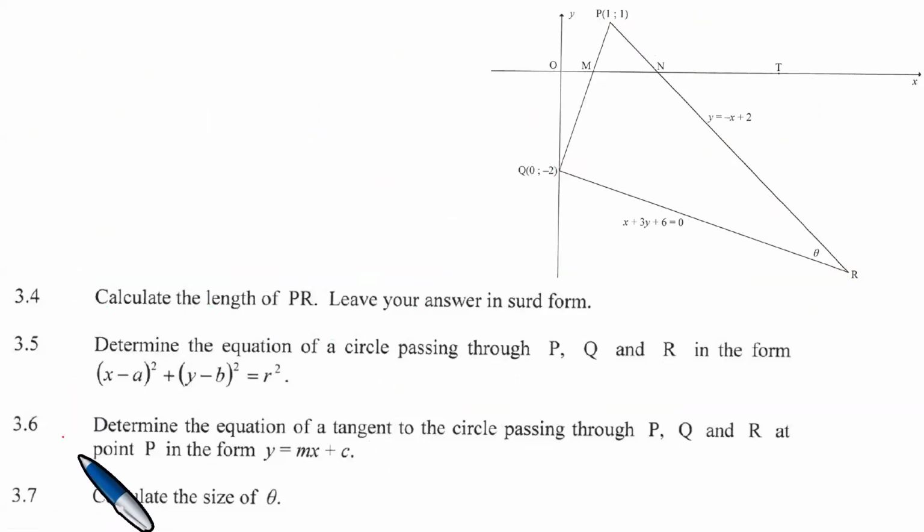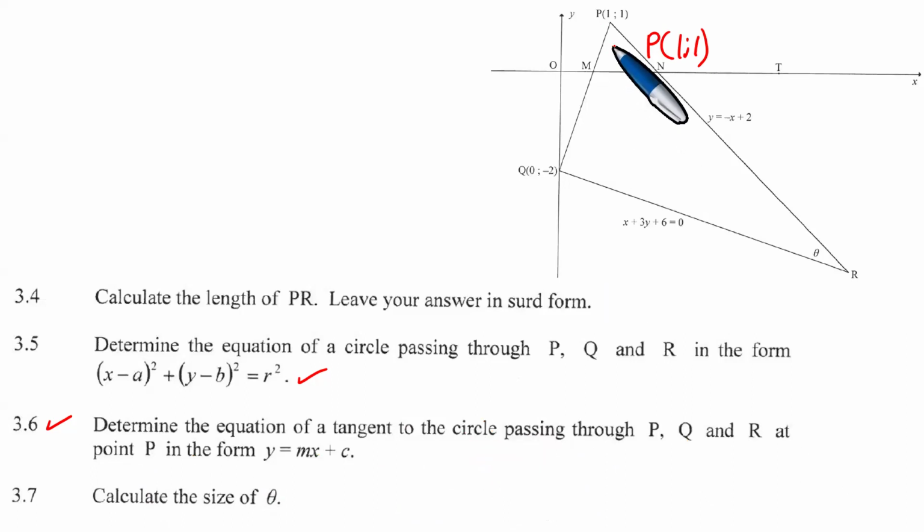Right, we are able to do 3.6. Determine the equation of a tangent to the circle passing through P, Q, and R at point P in that form. So obviously, we have that the point P has the coordinates 1 and 1. We want to determine the equation of a tangent to the circle passing through P, Q, and R. Remember that we found the equation of a circle passing through the points P, Q, and R in that form, and we're done with that one. But the examiner is saying, determine the equation of a tangent this time around to the circle passing through P, Q, and R at P in that form. Okay, there's a tangent at P.